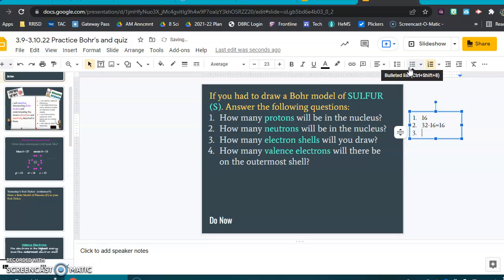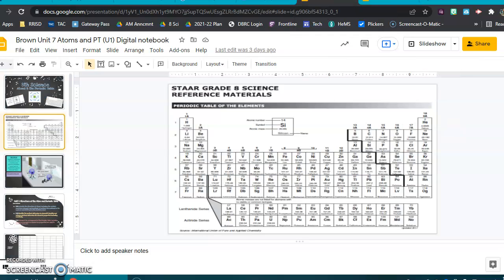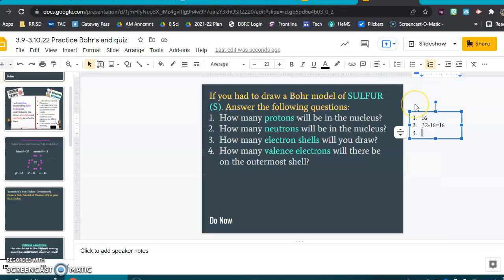How many electron shells will you draw? Well, on the periodic table, remember, we discovered that these numbers going down the side here in the period column, that's the rows across, tell us how many shells. Sulfur's in this row, so it would be 3 shells. And how many valence electrons will there be?